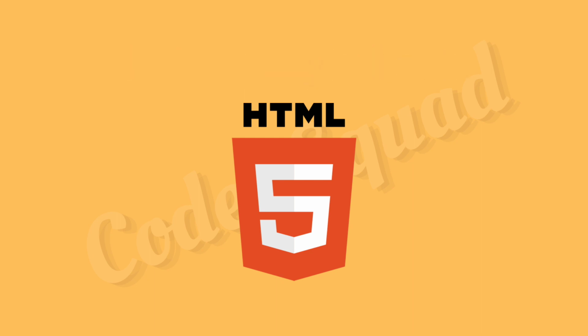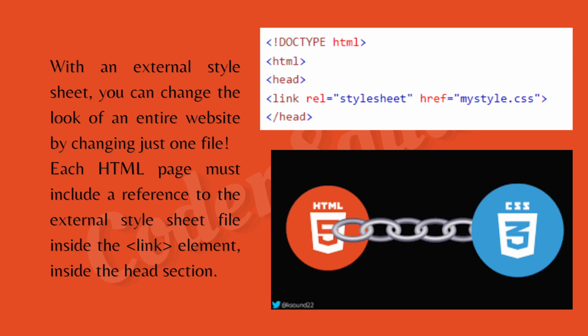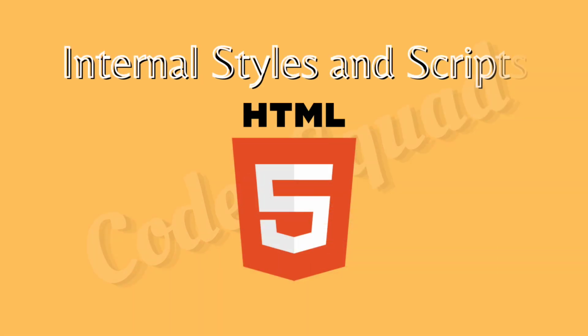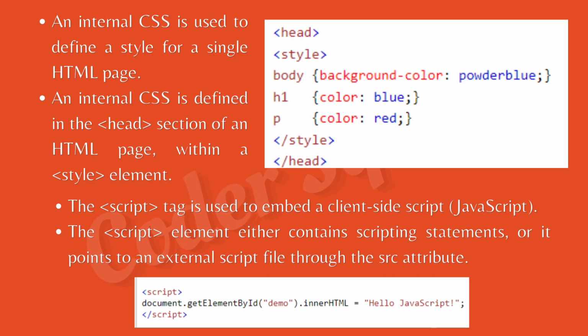Show how to link external style sheets using the link tag within the head section. This is crucial for styling your web page consistently and maintaining clean, organized code. Briefly touch on internal styles and scripts using the style and script tags within the head section. While external files are often preferred, these can be useful for small-scale projects.